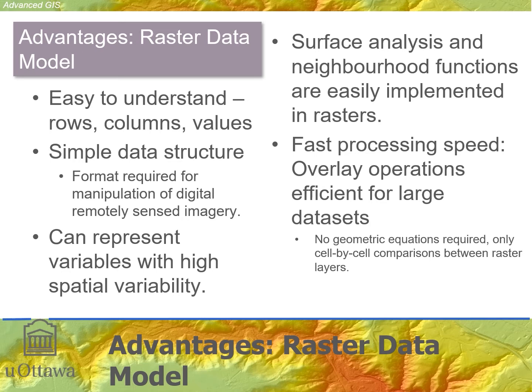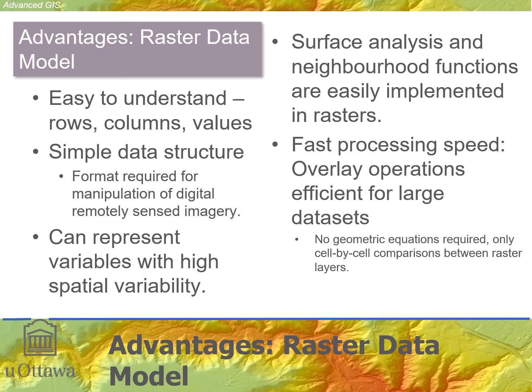The simple data structure of rasters is in a format that's required for easy manipulation of rasters by computers. And also the same format required for remotely sensed imagery, rows, columns, and values. Very straightforward. And we can represent variables in raster that have a high spatial variability. That means things that change constantly throughout space. This is something you can't do with vector data very easily.